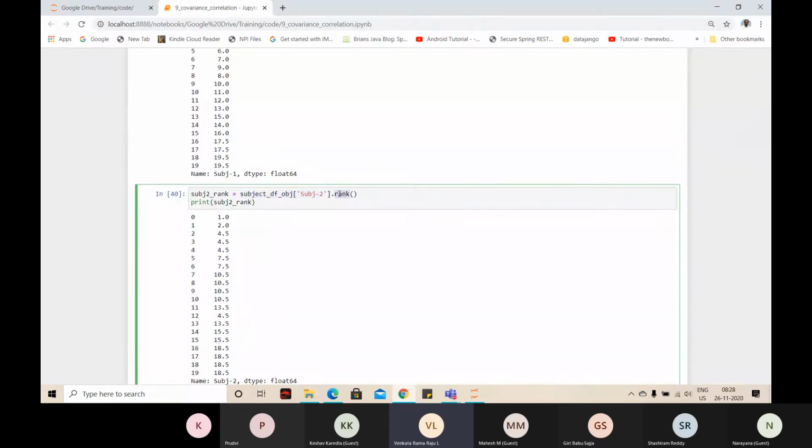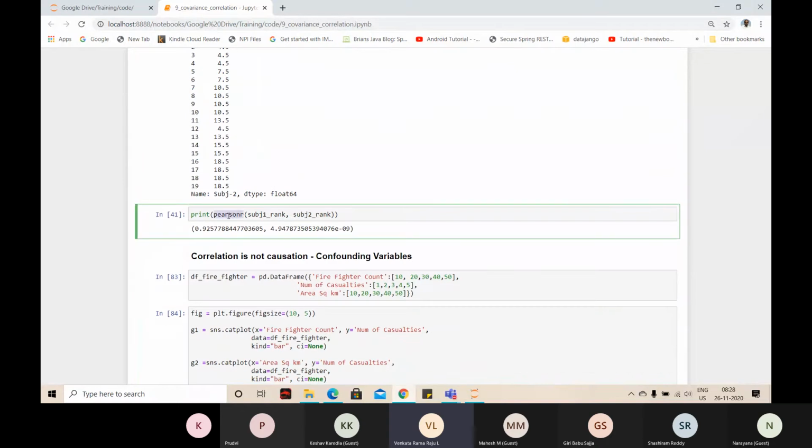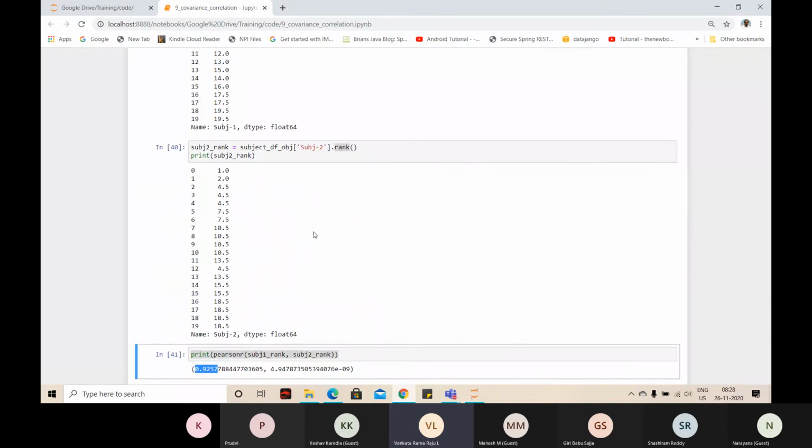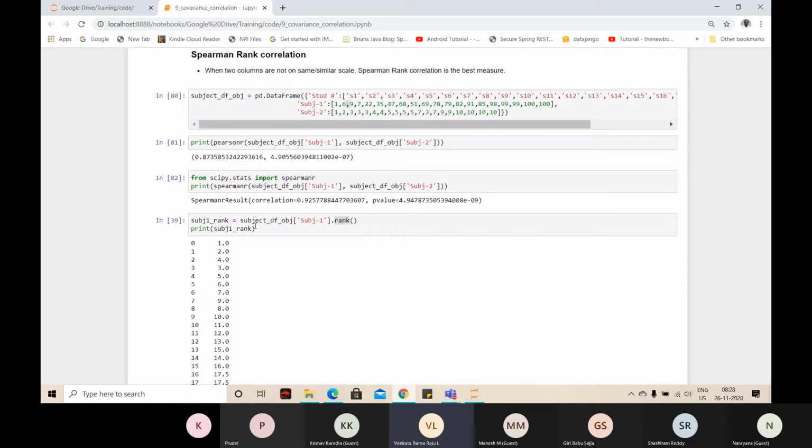For the second column also I calculated the rank. Now I am doing Pearson correlation. See this, I got 92 on Pearson also when I use rank. You do not need to calculate those ranks and then do Pearson. If you use spearmanr, it will automatically calculate the ranks and then do the correlation. Did you get it?